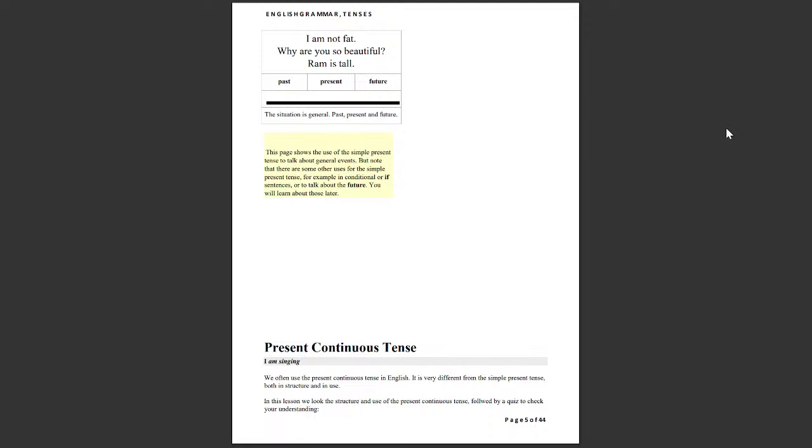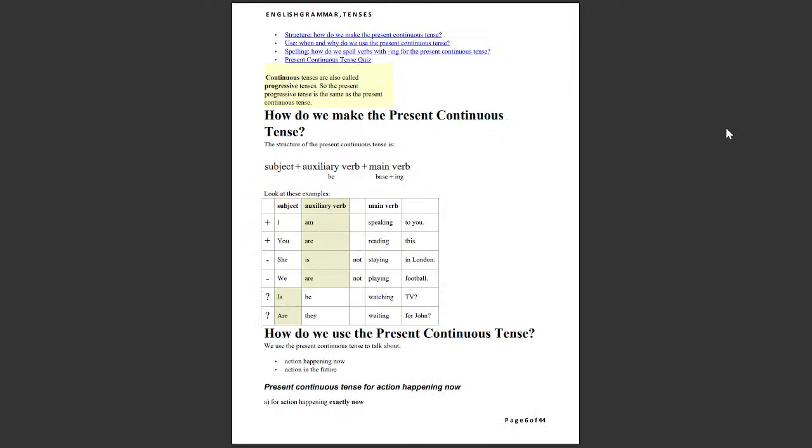So we often use the present continuous tense in English. Okay, we often use it, and it is very different from the simple present tense, both in structure and in use. Okay, in the usage also. In this lesson, we look at the structure and the use of the present continuous tense, followed by a quiz. Okay, we will also have a little quiz down.